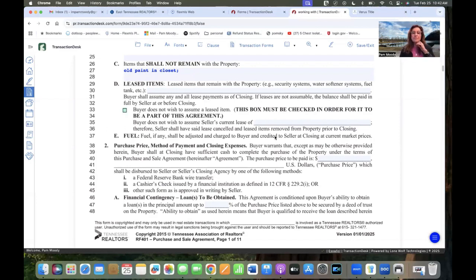It's pretty easy. Okay, the purchase price. So here's where we put how much you're willing to pay for it, what you're negotiating, what you're asking them to accept.